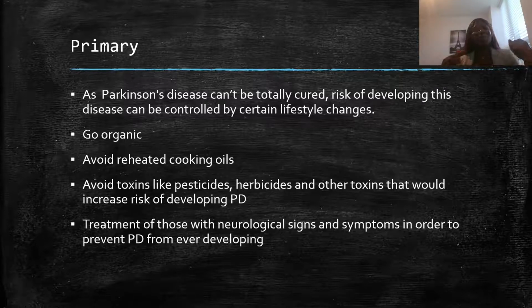Now, when I mean lifestyle changes, I mean having proper exercise. You don't have to wait until you're diagnosed with Parkinson's or any other disease before you have to do exercises. You should also watch what you eat. Try to eat more fruits and vegetables and foods with high fiber content. Go organic. Now, treatment of these neurological signs and symptoms is in order to prevent Parkinson's from ever developing.